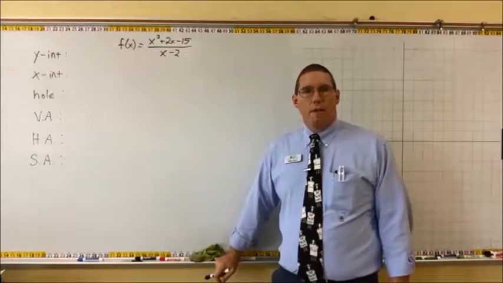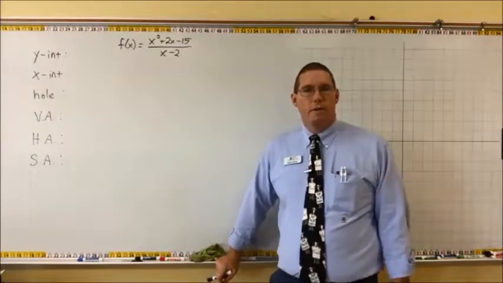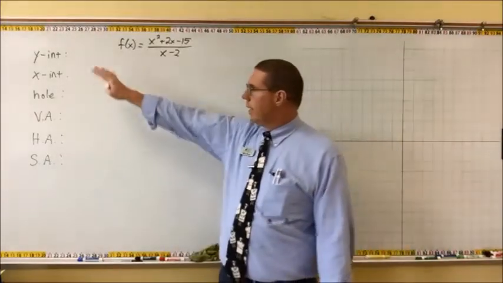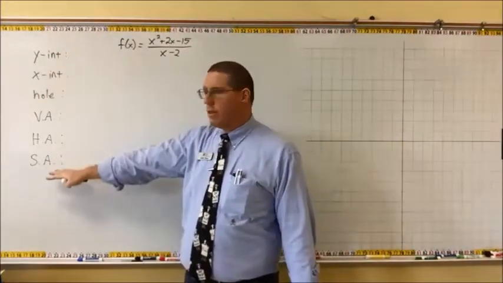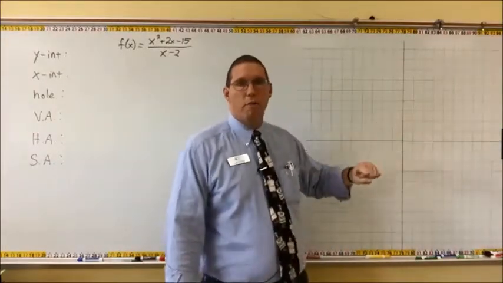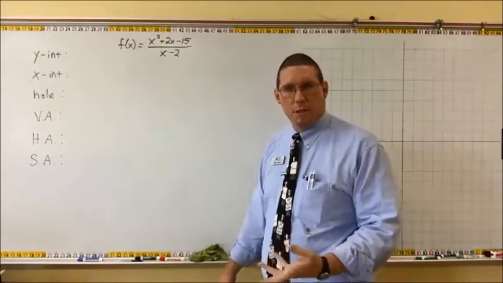All right, let's graph another rational function. I've got my coordinate plane here. I've got my rational function up here. I need to identify several of these qualities that I can then put on the coordinate plane and draw my curve. So what's the first thing we normally do?